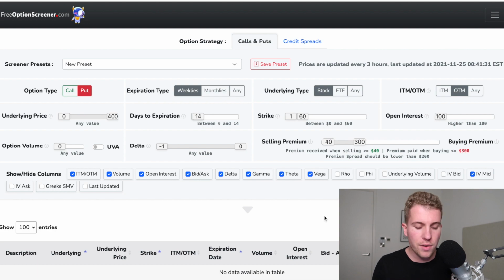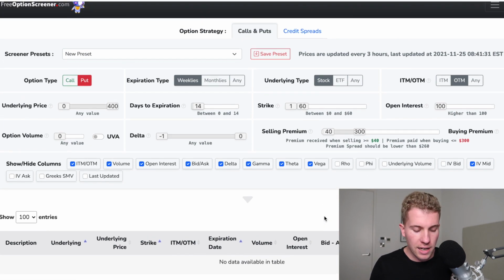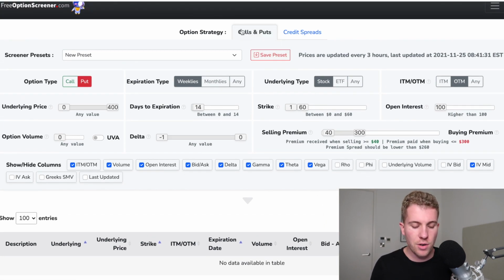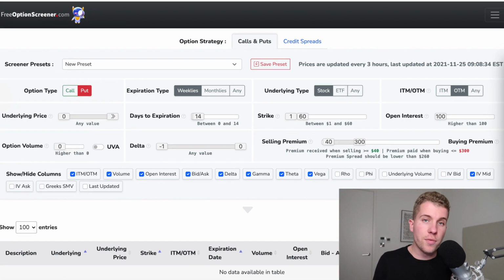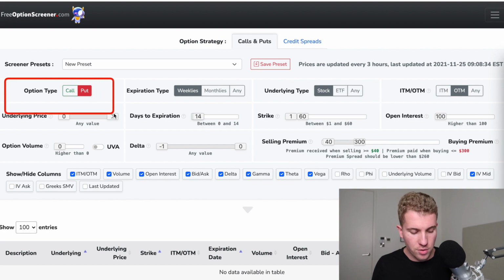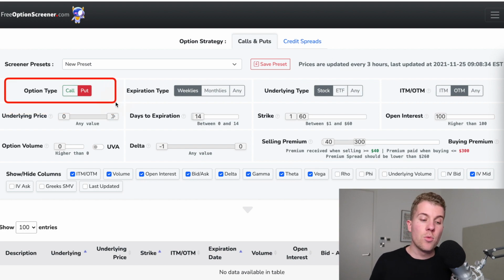And when you arrive on the page, you basically have all those different filters, and you have two tabs, one for calls and puts and one for credit spreads. So the first thing to mention is that you have the option type right there, meaning that whatever you select, either calls or puts, is going to show you what you chose, quite self-explanatory. Then you have the expiration type.